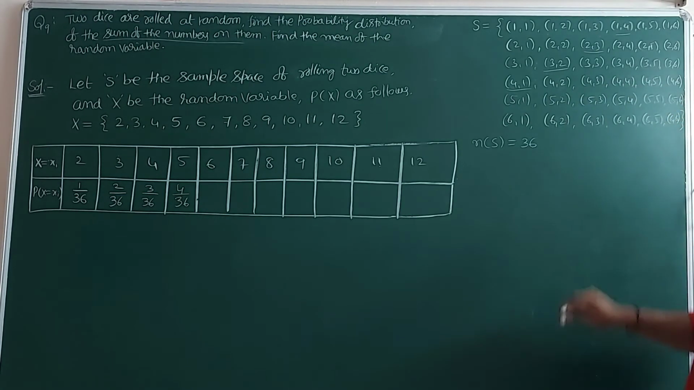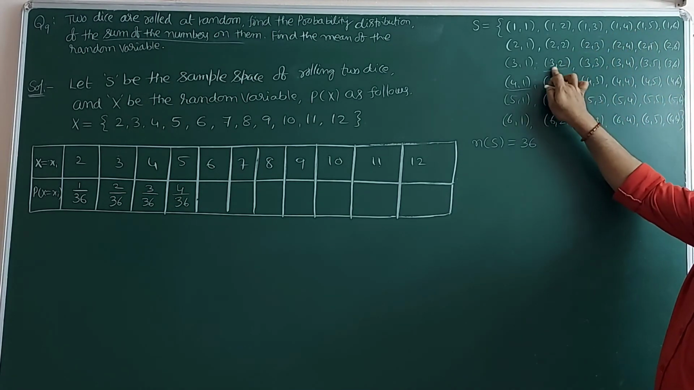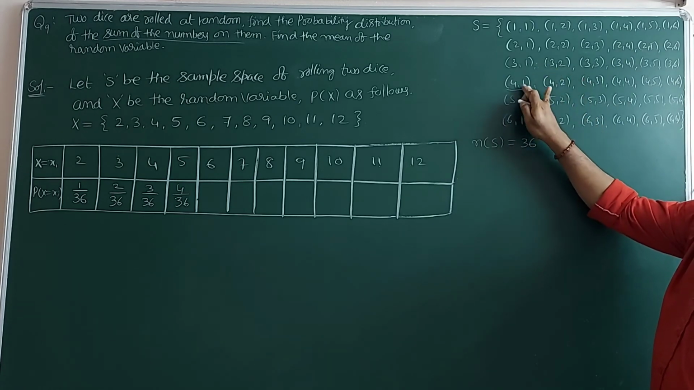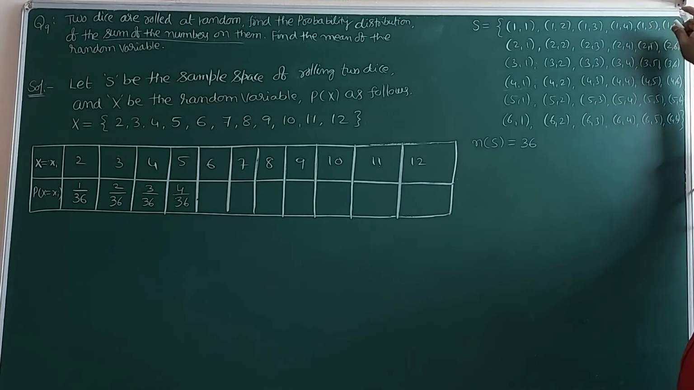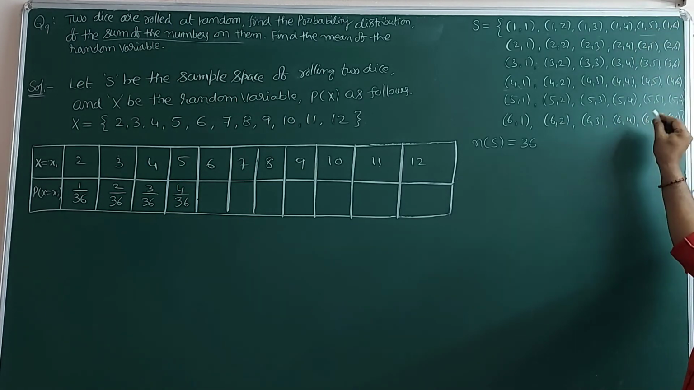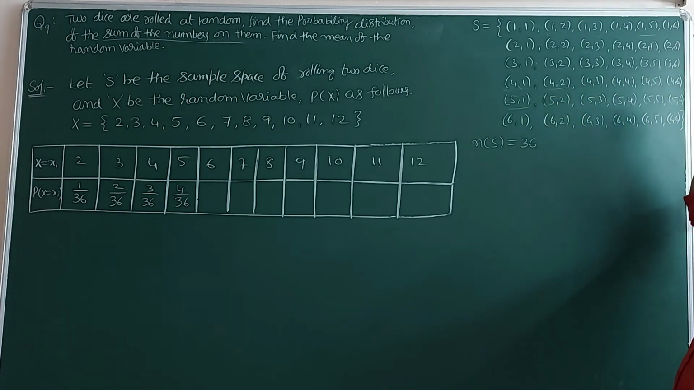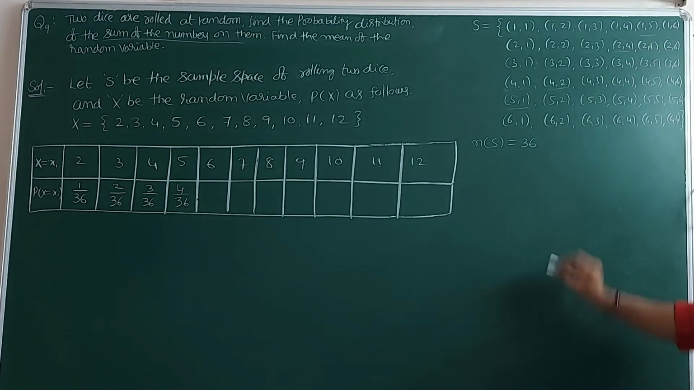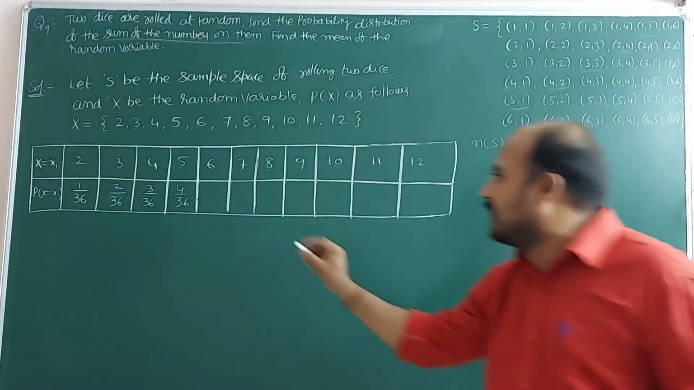Next, 6, the sum of the numbers is 6. So without confusion, clearly you should write, dear students. For 6: 1 plus 5 here. Next 5, 1 here. Next 4, 2, 2, 4, 3, 3. Am I right? 1, 2, 3, 4, 5. So 5 we are getting.